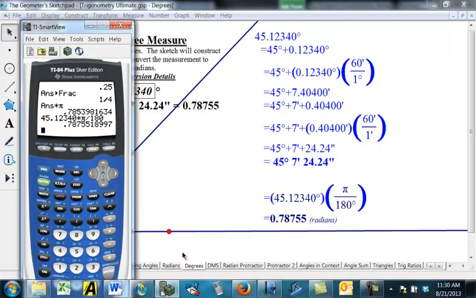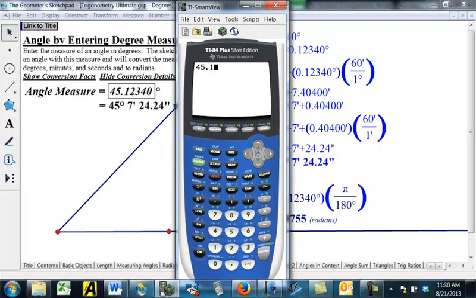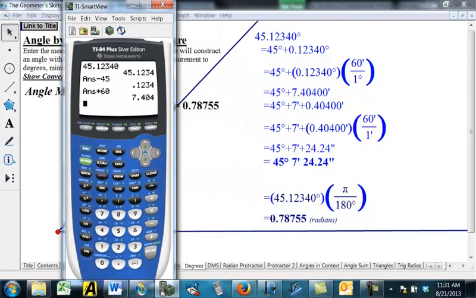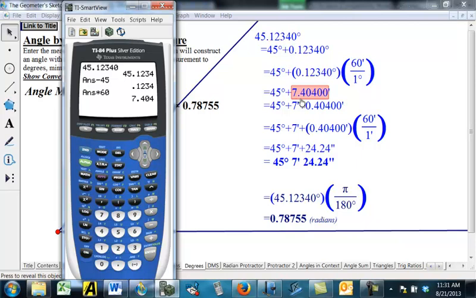So on our calculator, if we start with 45.12340, first thing we have to do is subtract the 45 and get it out of the way. Now we take that and multiply by 60, and this will be how many minutes that we have for the decimal part. So we have 45 degrees and 7.404 minutes. Now, that means we have 7 whole minutes, and then the fraction of the minutes, then we can split off. So it's 45 degrees plus 7 minutes. Let's take away the 7 minutes, and we're left with 0.404 minutes.